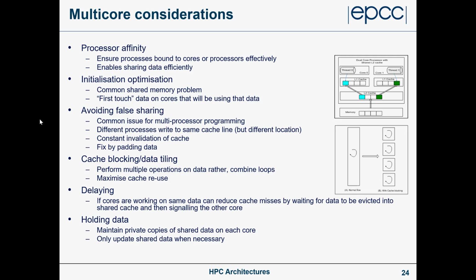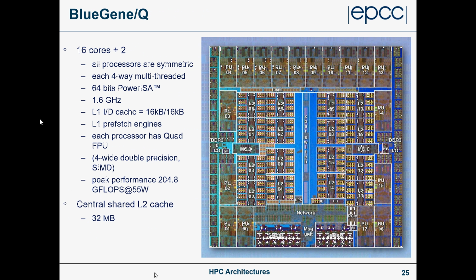So there are things like first touch optimization, false sharing optimization, and processor affinity. That's binding processors and threads to particular cores to make sure that they stay where their data was initialized in cache. These can be quite useful in terms of getting the best performance out of a program. But as I say, this is not really the main focus of this course.